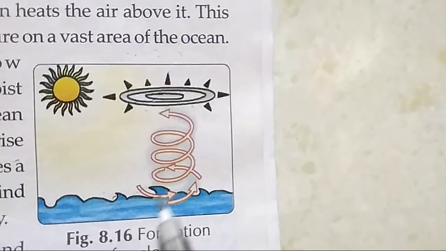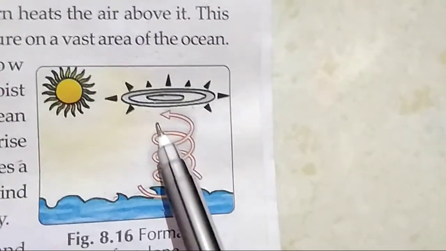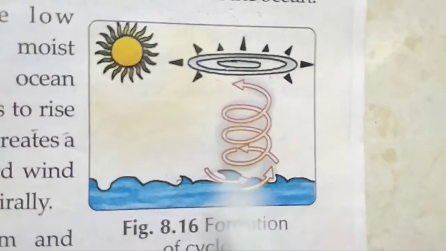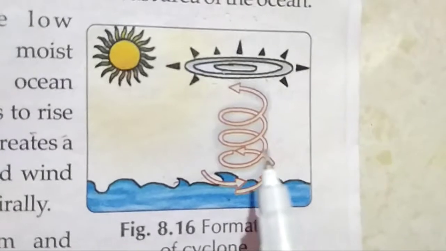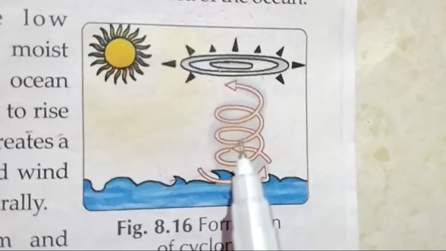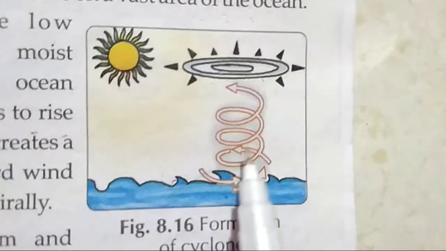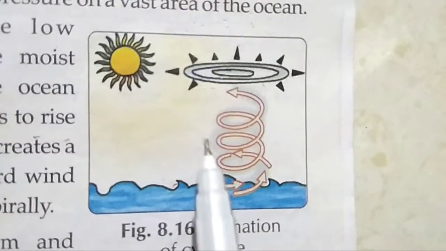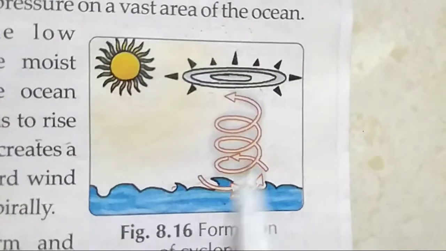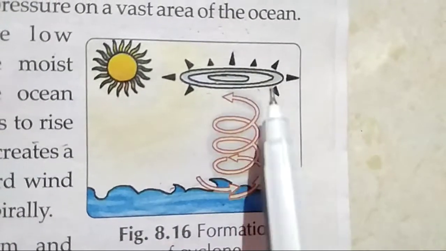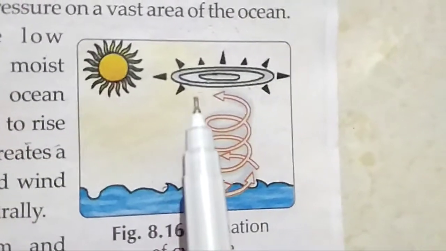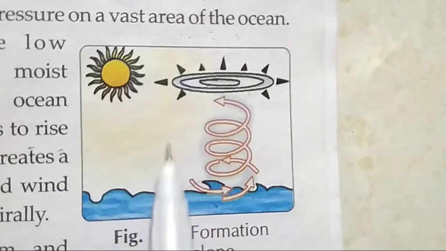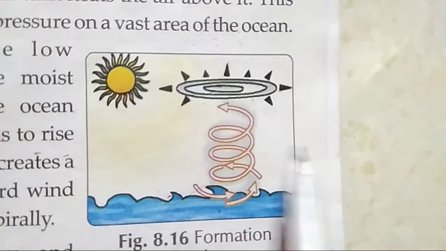It rushes with very high speed. Because of high speed winds, they start spiraling over this low pressure area. They spiral around the low pressure area, and because over this area clouds are made, these clouds also move in a spiral manner with the spiraling winds.